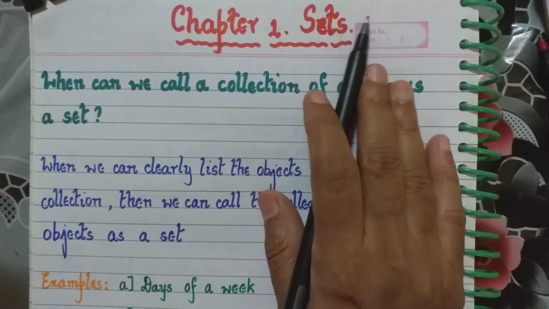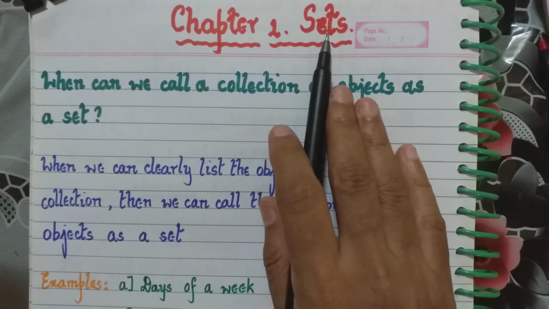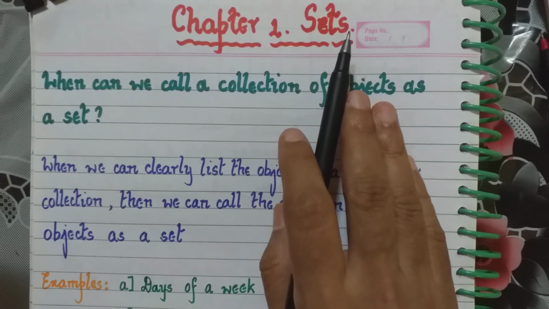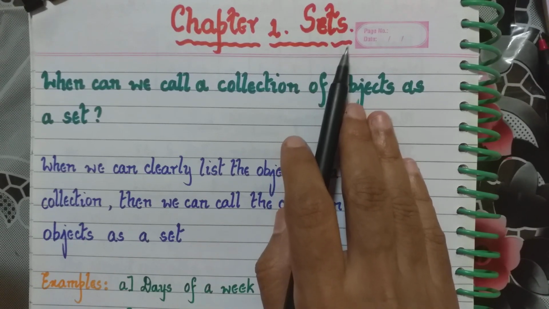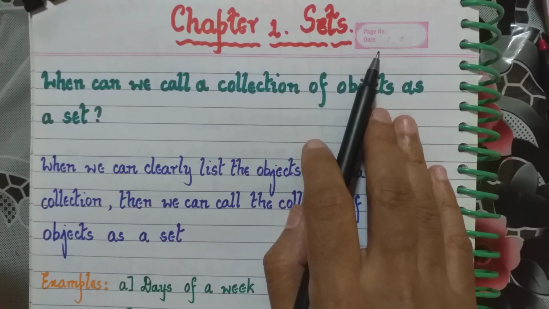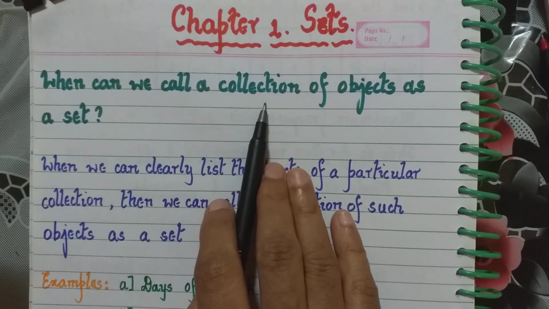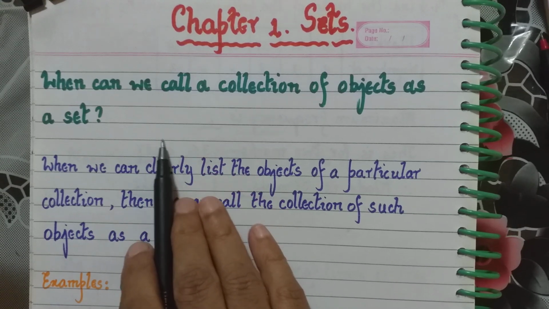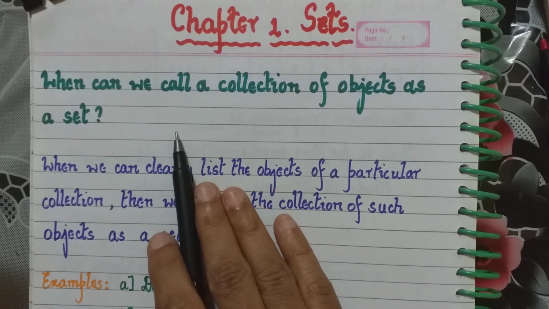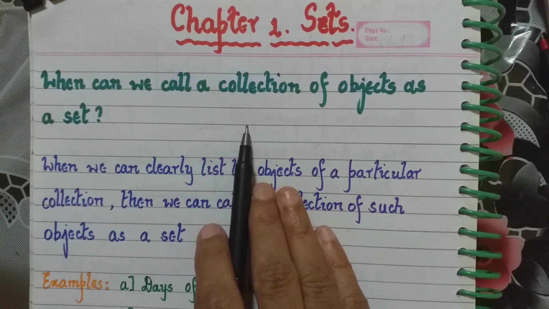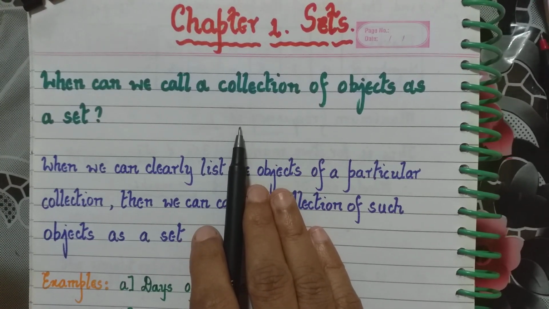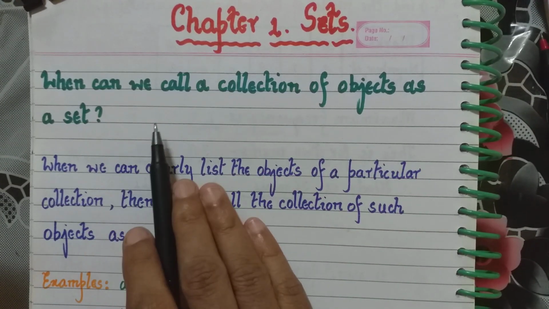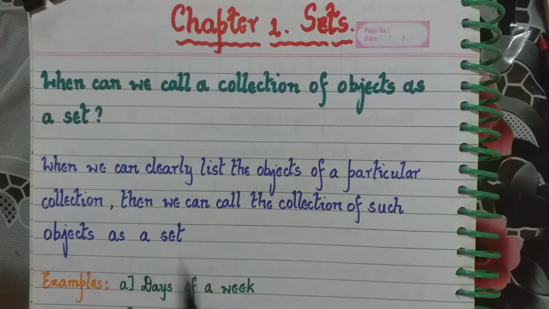Now, when we talk about a set, you must remember we are talking about a collection of objects. In mathematics, we have a certain definition of what we can call a set. So let us see, when can we call a collection of objects a set? When we keep certain things together, we can say that all those things are a set. But in maths, there is a certain way in which we can define a collection of objects as a set. Let us see what that criterion is.